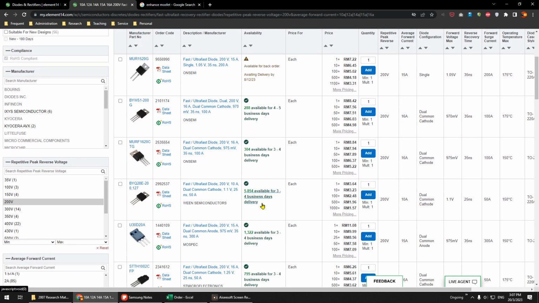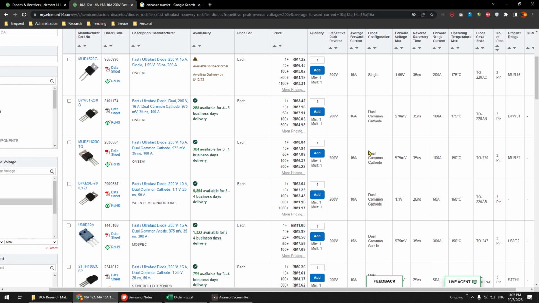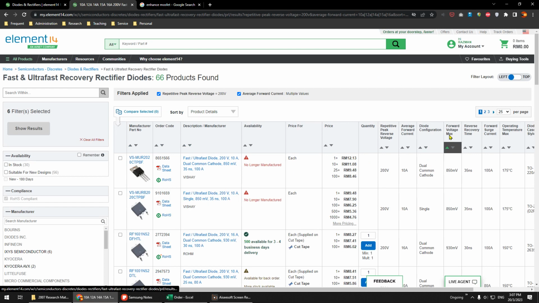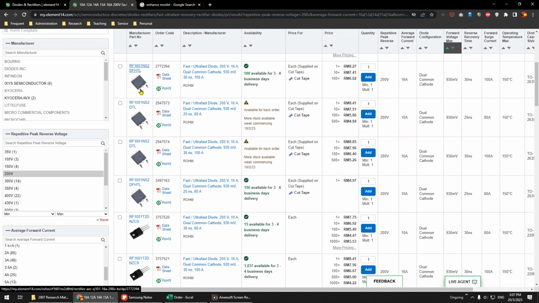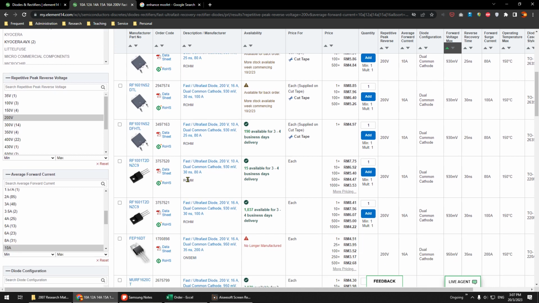This one is good. For this one you have to ensure the quality, you have to look at the forward voltage. If you want to look at the good one first, click here. Forward voltage needs to be very low. This one is low but no longer manufactured. This one is SMD, you cannot use it. This one is good: 200 volt, 10 ampere, this forward voltage, and 30 nanosecond. 30 nanosecond is quite fast.